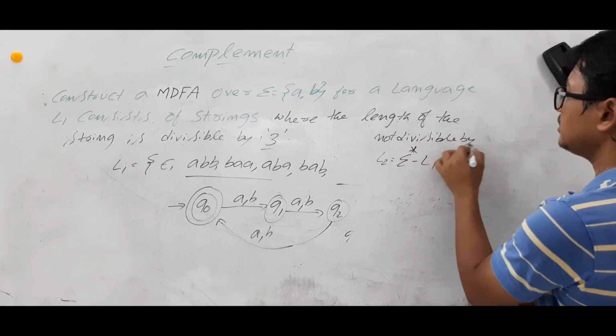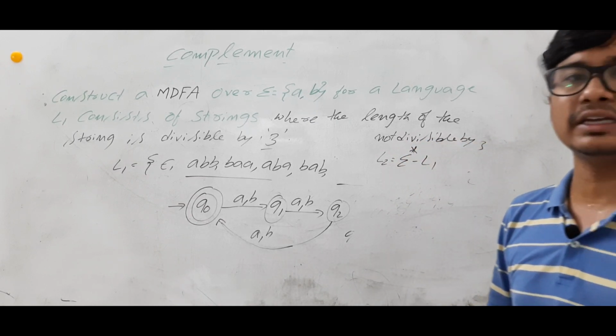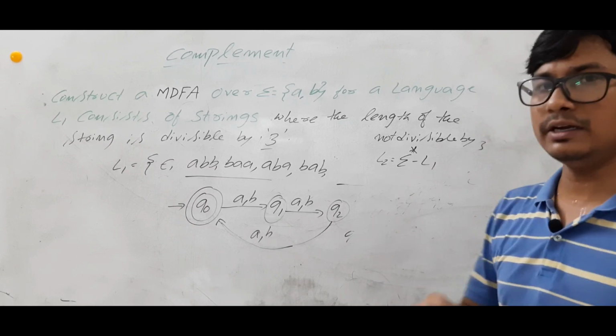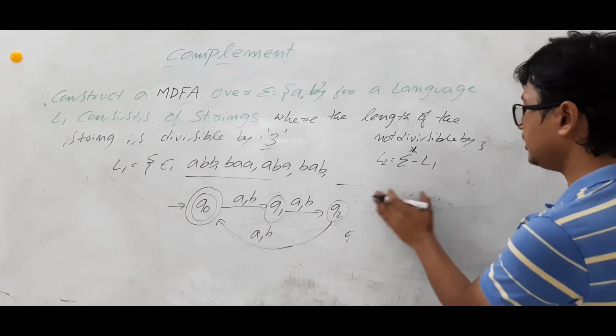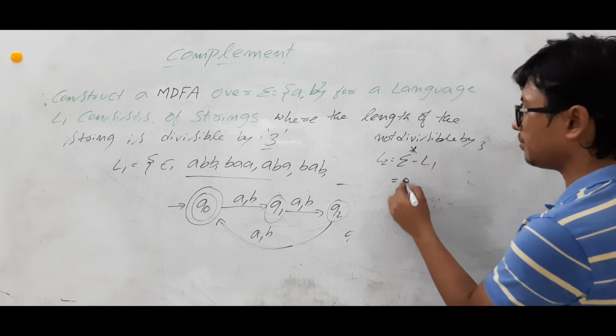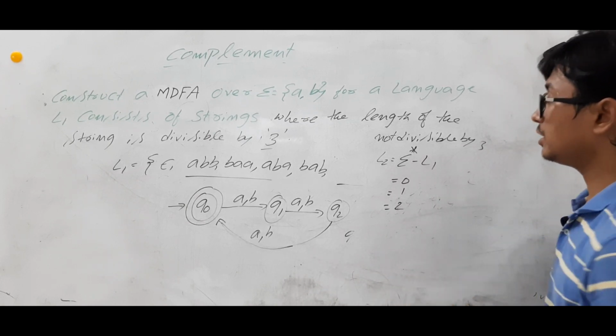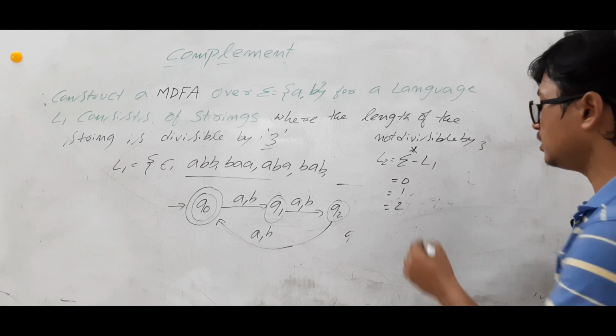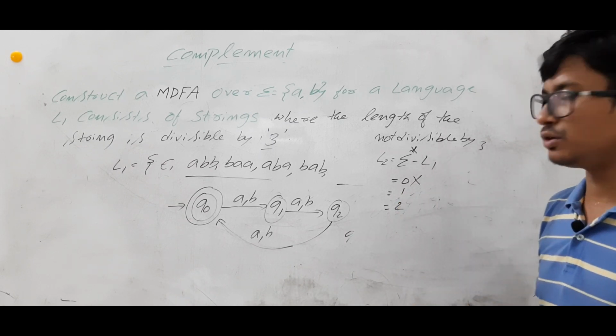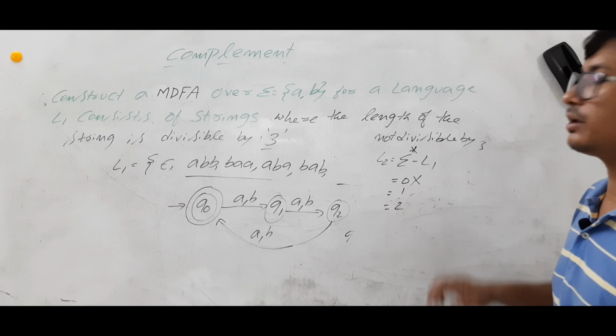If the string length is not divisible by 3, what can I say? The remainder, if you divide any number by 3, can be 0, 1, or 2. Now they are saying not divisible by 3, so you should not get the remainder as 0. You should get remainder 1 and remainder 2.